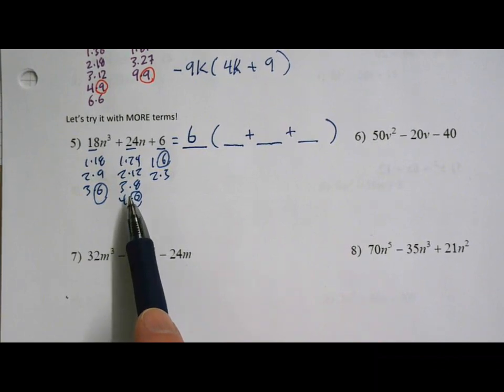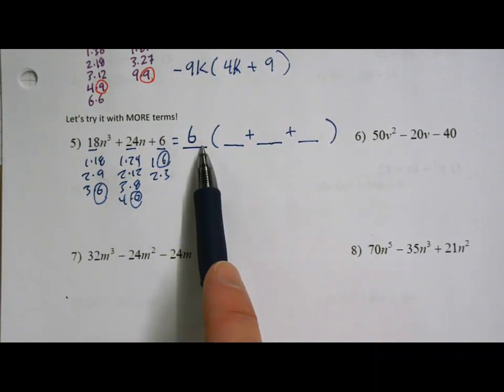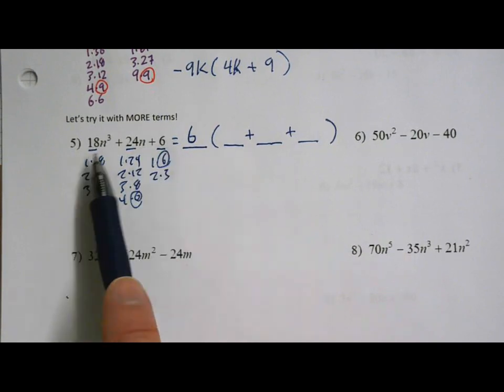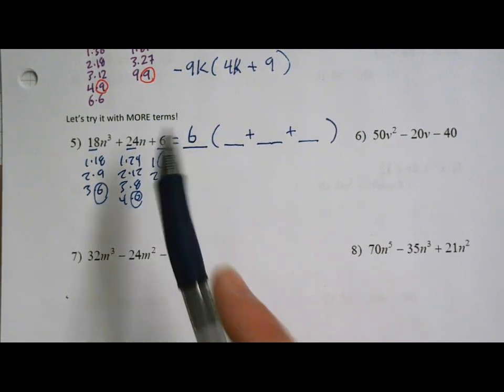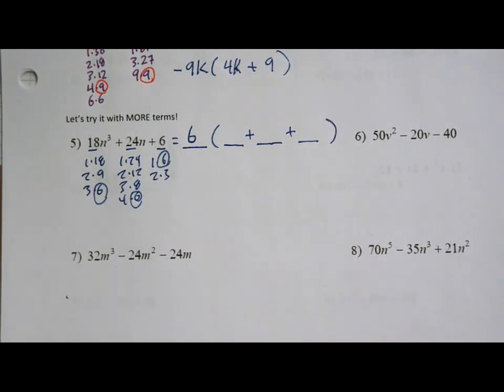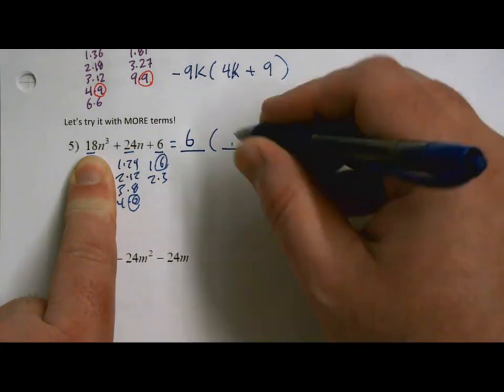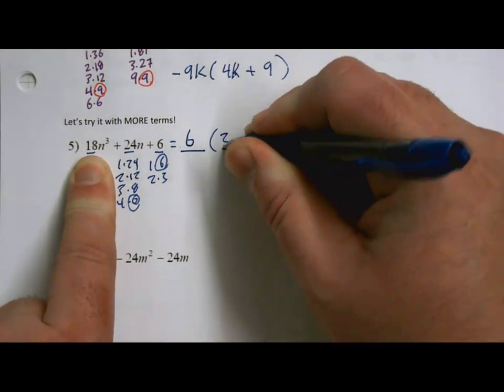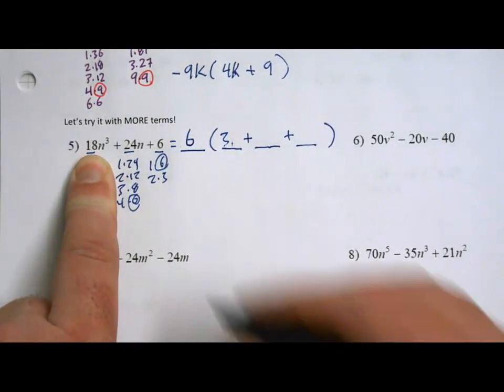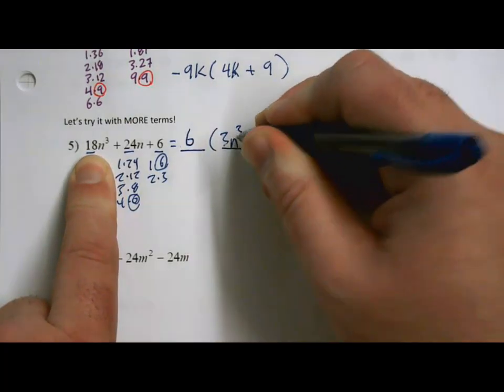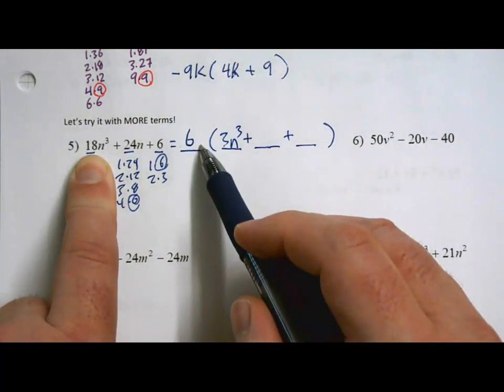My next question though is, is there an n in this GCF? Do all 3 of the terms have n's? No, so there's no n in here. So that's it for my GCF. I just need to figure out what goes on the inside here. So 6 times something is 18. 6 times 3 is 18. And I'm going to need all of my n's inside because there's no n's to multiply on the outside.